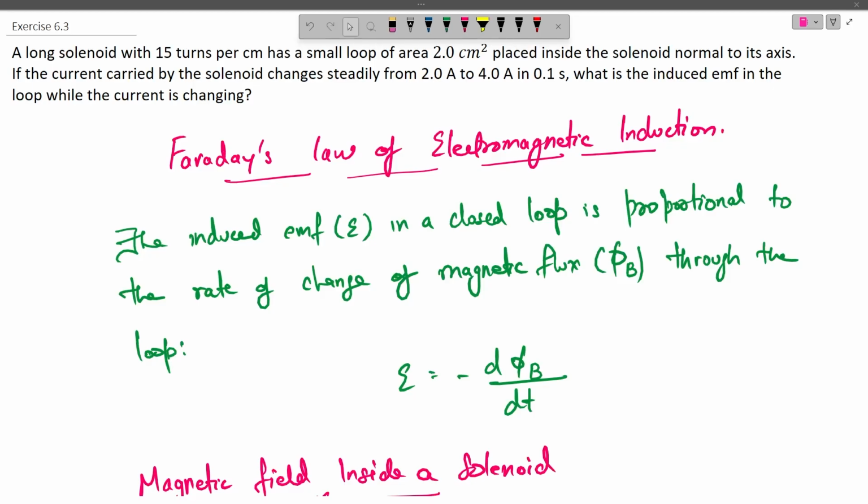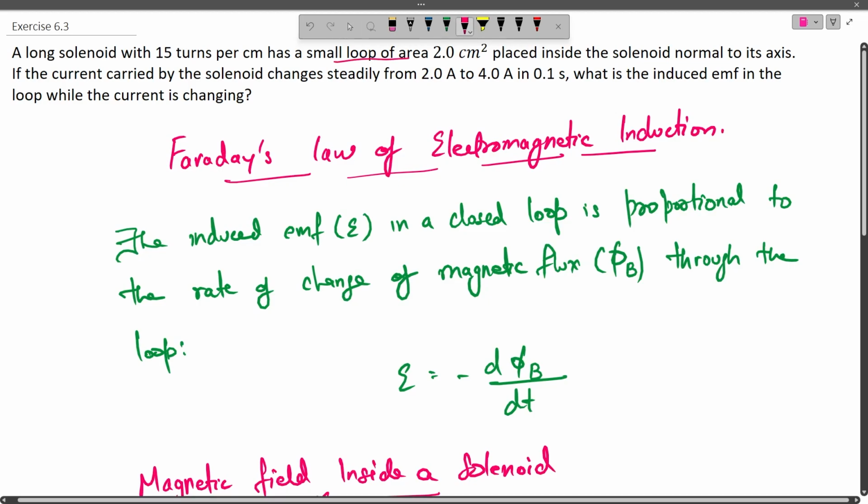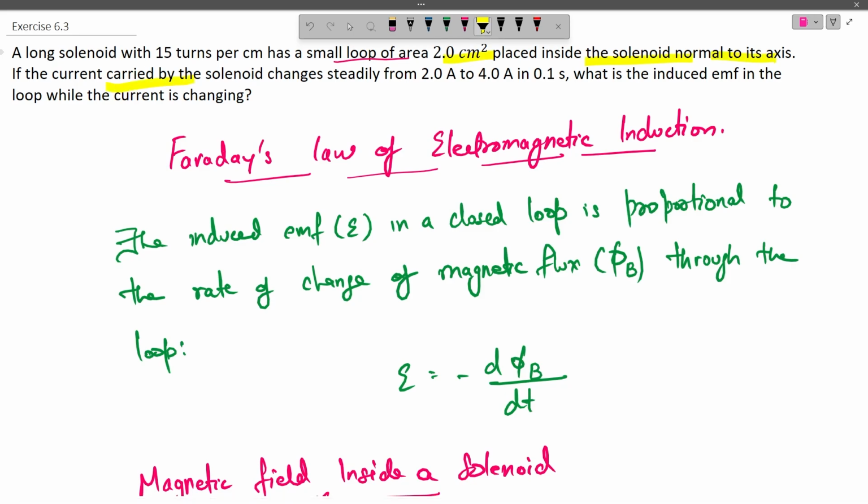The question says that a long solenoid with 15 turns per centimeter has a small loop of area 2 centimeter square placed inside the solenoid normal to its axis. If the current carried by the solenoid changes steadily from 2 ampere to 4 ampere in 0.1 seconds, what is the induced EMF in the loop while the current is changing?